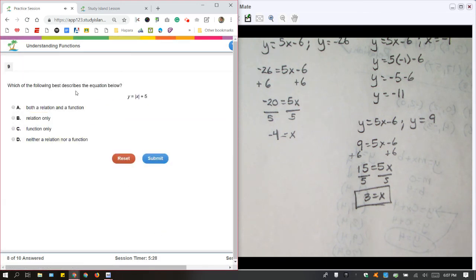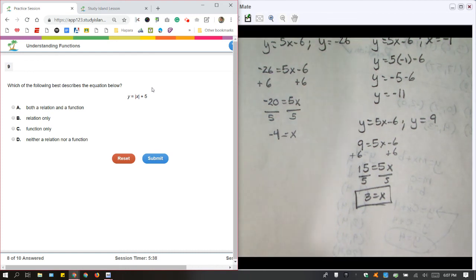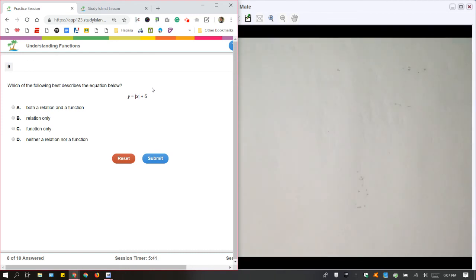Which of the following best describes the equation below? Y equals the absolute value of x plus 5. What does absolute value mean? Absolute value is how far away from 0 a point is. So if you want the absolute value of a number, you just make it positive.